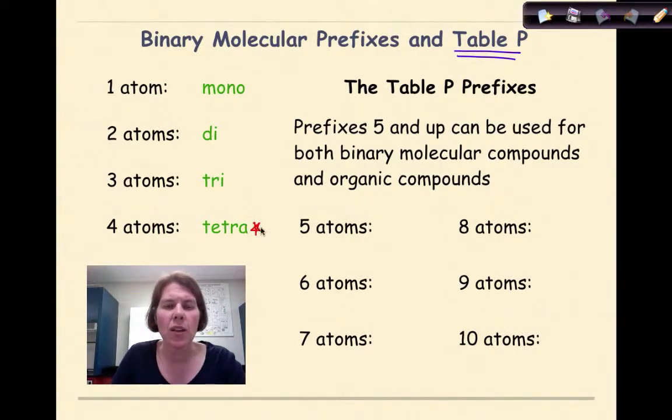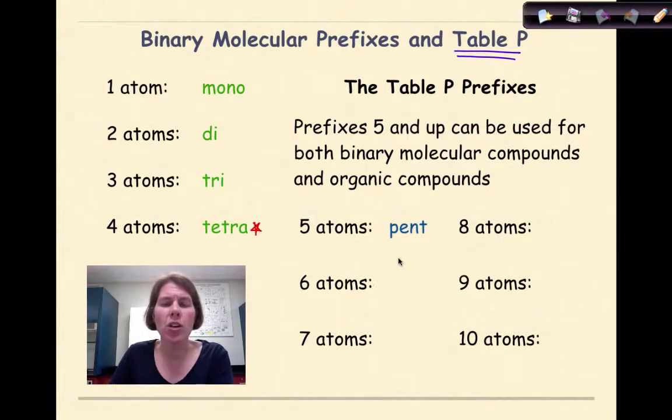A lot of people forget what that is. So that is something specifically that you need to know. So mono, di, tri, and tetra will be used as prefixes for these binary molecular compounds, and those you need to know by heart. 5 through potentially 10. 5 through 10 are going to be found on Table P of your reference table.